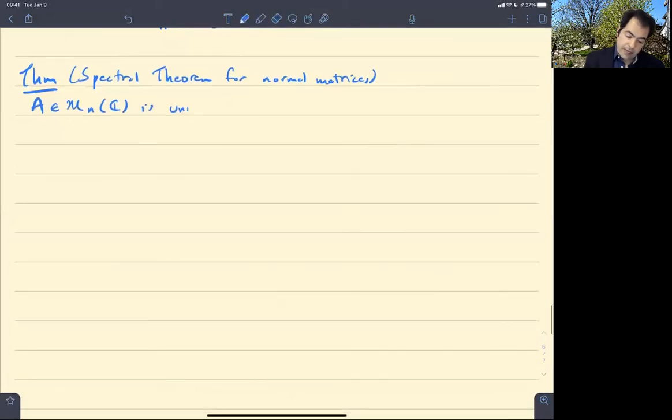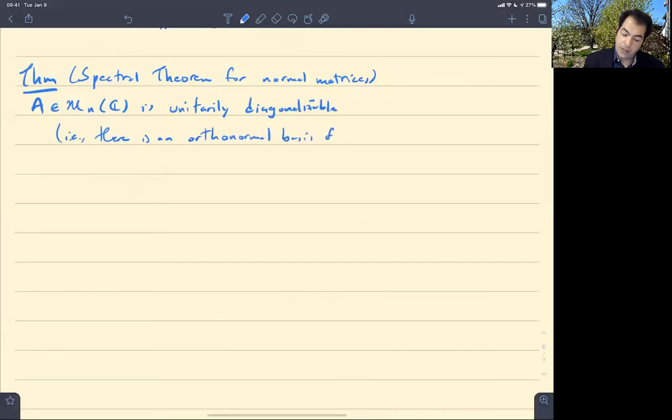So A is unitarily diagonalizable, which is to say there is an orthonormal basis of C^n consisting of eigenvectors of A, if and only if A is normal. A commutes with A star.